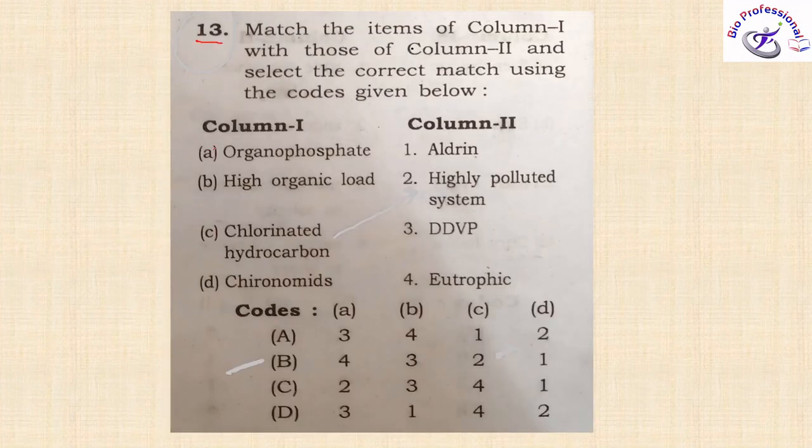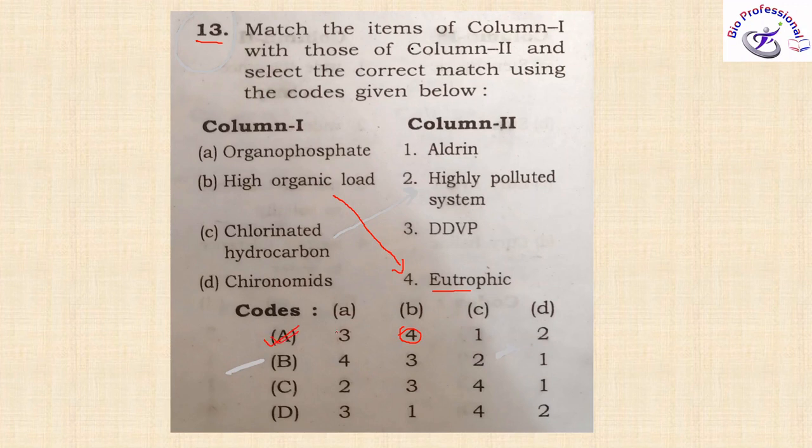Okay, again you have to match column 1 and column 2. See, the easiest way to find this answer: eutro, actually the condition of eutrophication, where the nutrients are enriched. So eutro, you can consider like high organic load, eutrophic. So option B with 4. B with 4 is the only one option. So actually you can find it like this, B4 is the only one option. So A will be the correct one.